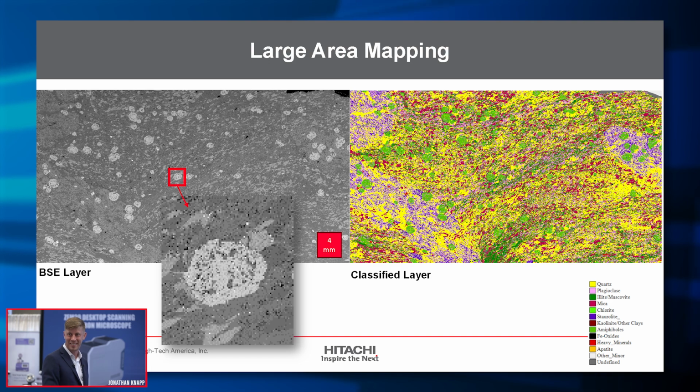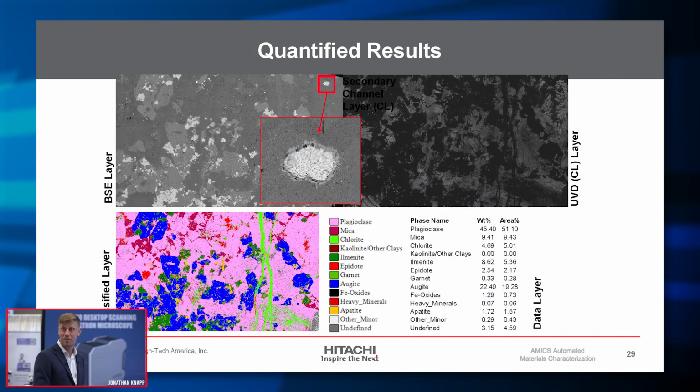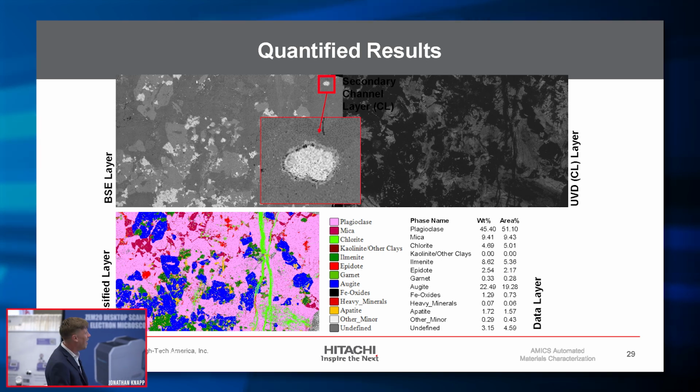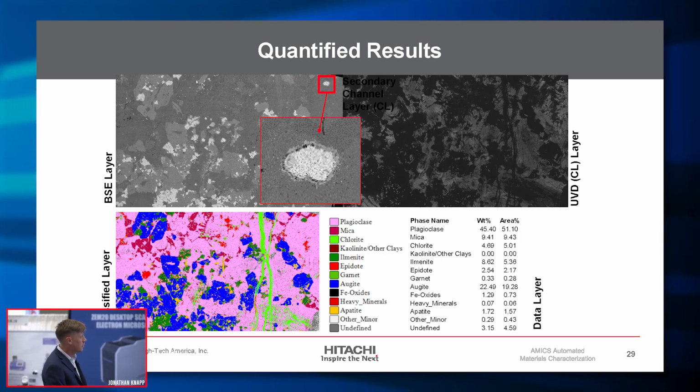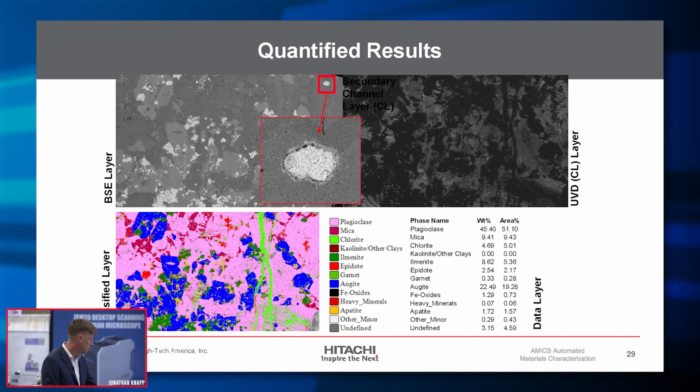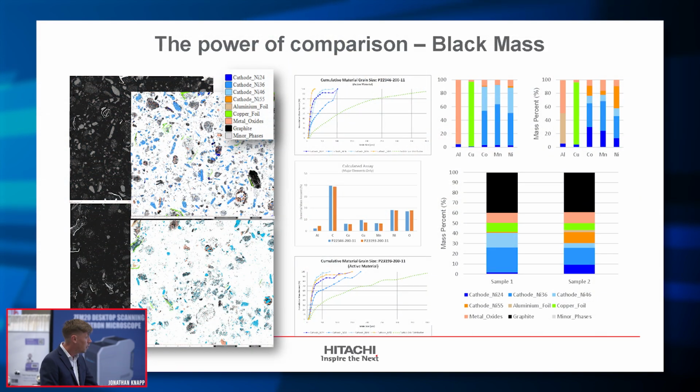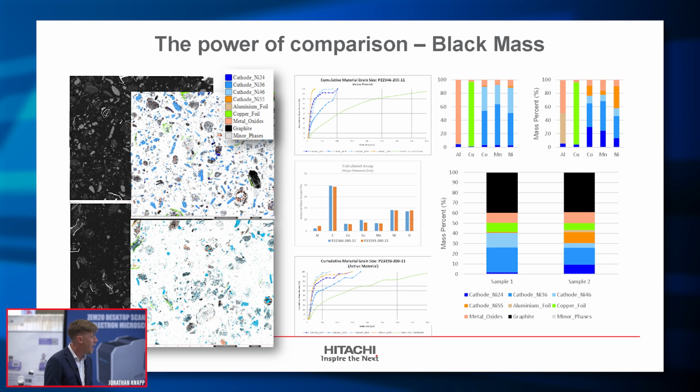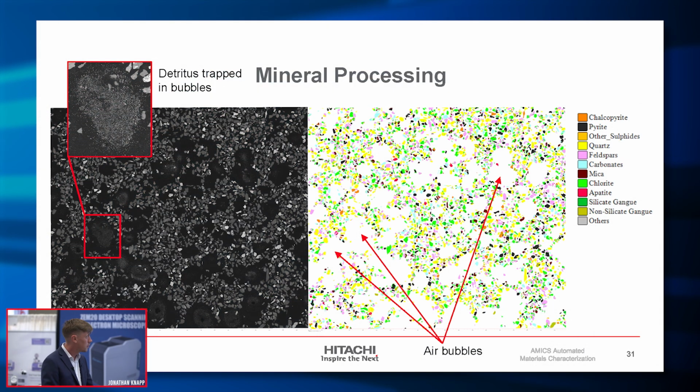6 gigabytes. So that's our largest file to date. This right here was a hypermap test, and it has BSE, classified layer, and the UVD layer. Black mass data, so particle data from crushed black mass. A mineral processing example.